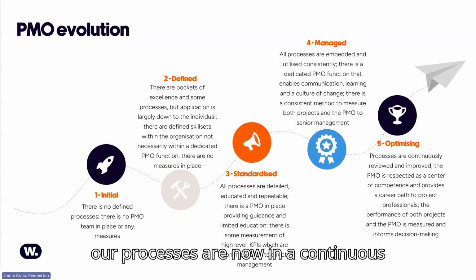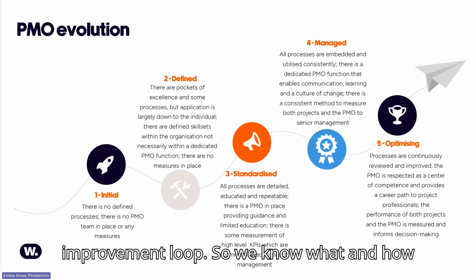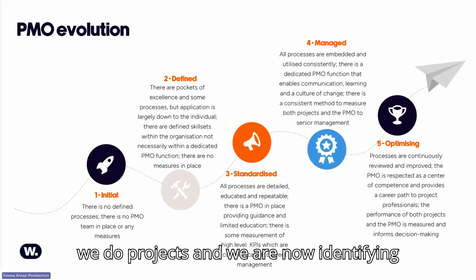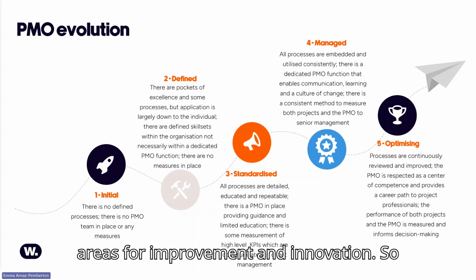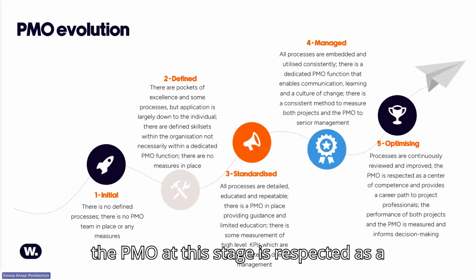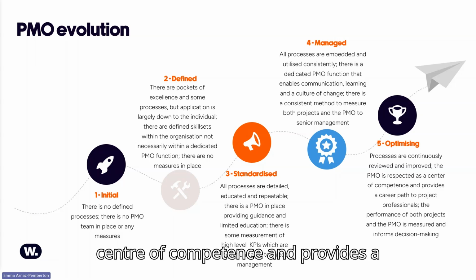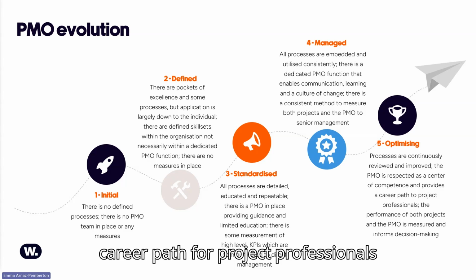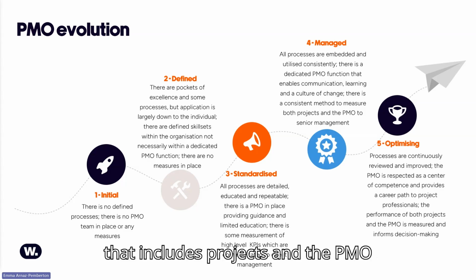At level 5, this is called optimizing. This is where all of our processes are now in a continuous improvement loop. So we know what and how we do projects, and we are now identifying areas for improvement and innovation. So the PMO at this stage is respected as a center of competence and provides a career path for project professionals that includes projects and the PMO roles as well.